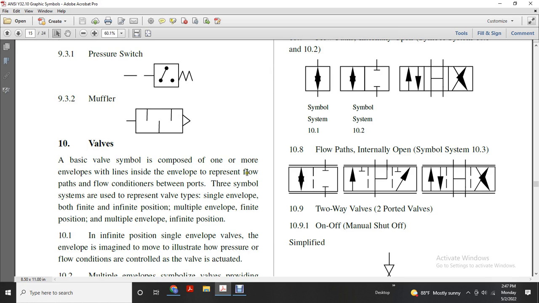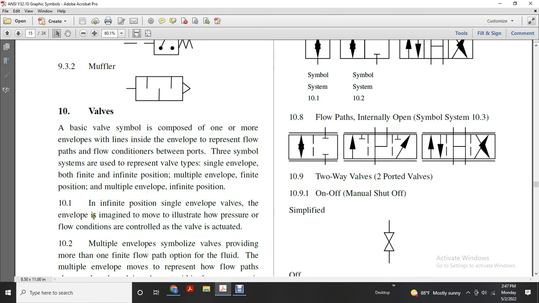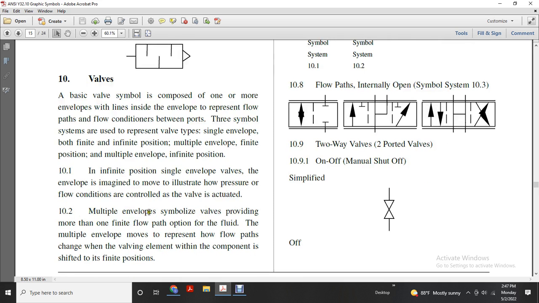Valves. Basic valve assembly assumes one or more envelopes. Inside the envelope, the symbol represents the flow path conditions between the ports. The symbol system represents the valve type: single envelope, both infinite position; multiple envelope, infinite position; multiple envelope, finite position. When the valve's envelope is moved, it illustrates how the pressure or flow conditions are controlled as the valve is actuated. Multiple envelopes symbolize valves with more than one finite flow path. The multiple envelopes represent how the flow path changes as the valving element of the component is shifted to the finite position.